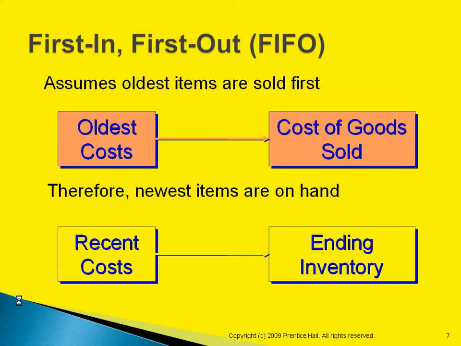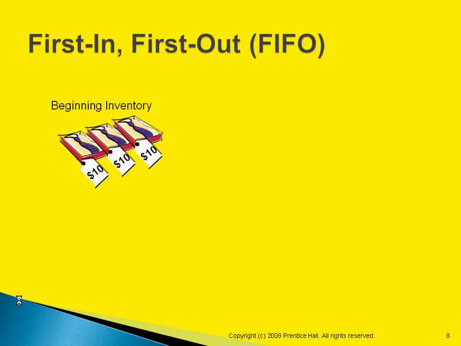Next slide, we've got an illustration of FIFO. We've got 3 shirts at $10 each in the beginning inventory. We purchased 5 shirts at $12. That's not so unusual. Prices rise all the time. Okay? We then sell 4 of the shirts for $20 each.